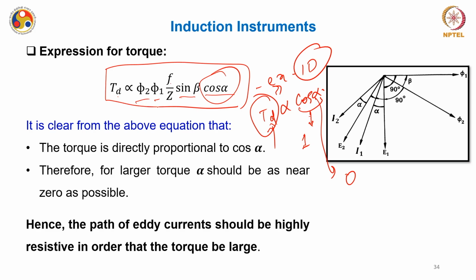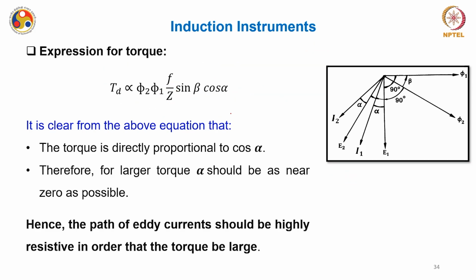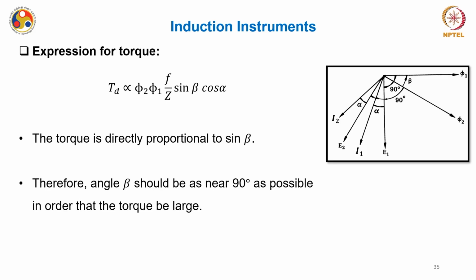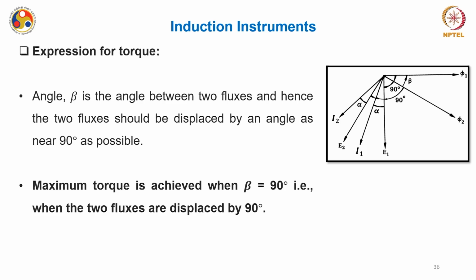This is also clear from this expression, TD is inversely proportional to Z. Similarly, the torque is directly proportional to sin beta. It means that this angle beta should be as large as possible, as near to 90 degrees as possible, in order for this deflecting torque to be large. Angle beta is the angle between the two fluxes, and hence the two fluxes should be displaced by an angle very near to 90 degrees.